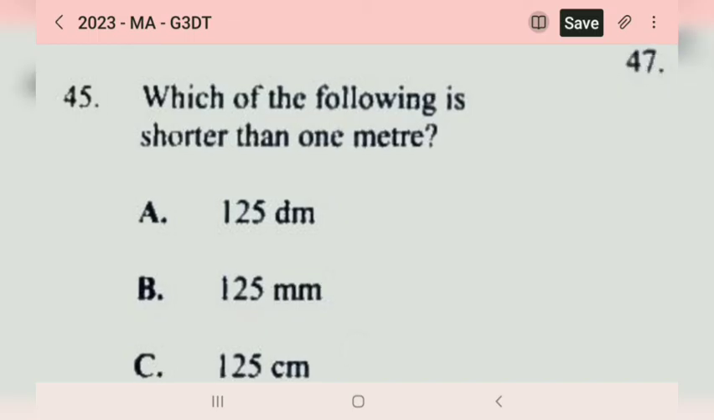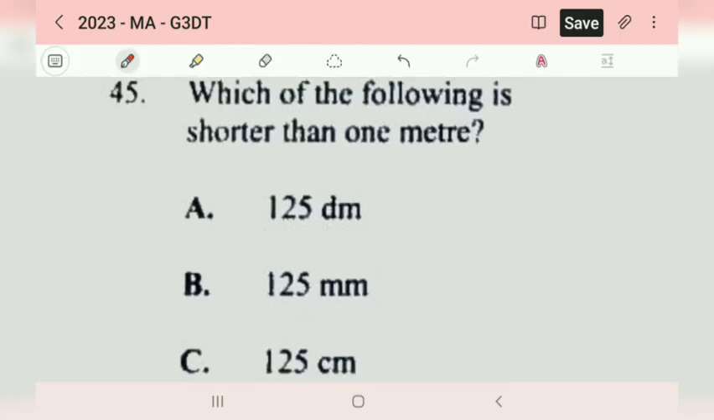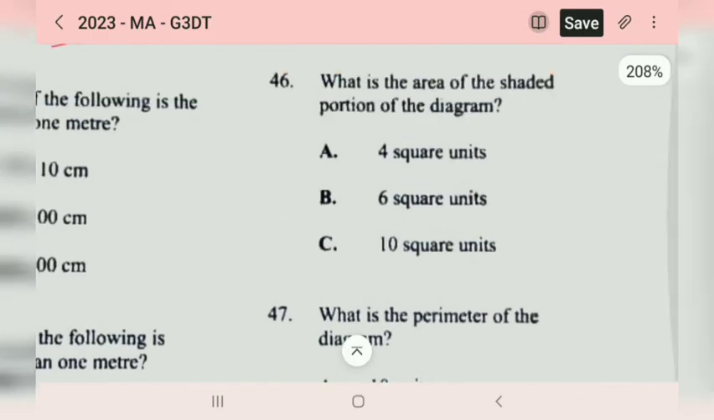Which of the following is shorter than 1 meter? Quickly, guys. Is it 125 decimeter or decameter, or 125 millimeter, or 125 centimeter? Quickly, I'm waiting on you. I'm listening, guys. Correct. The answer is B. 125 millimeters. I hope you are remembering how your teacher taught you the metric table.